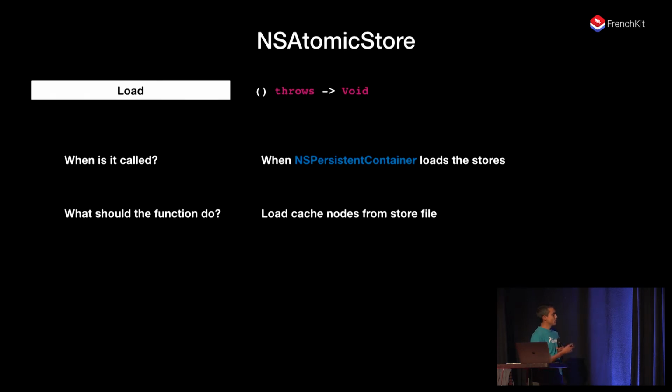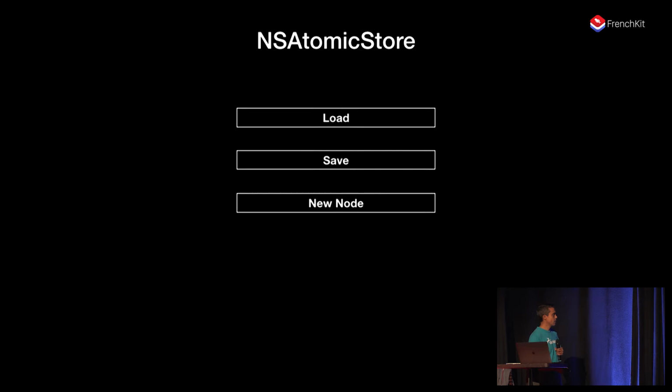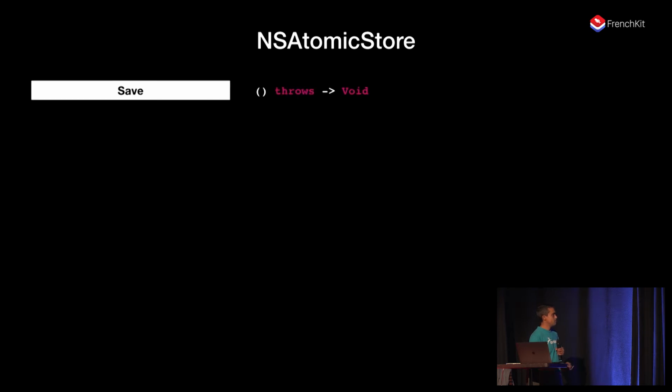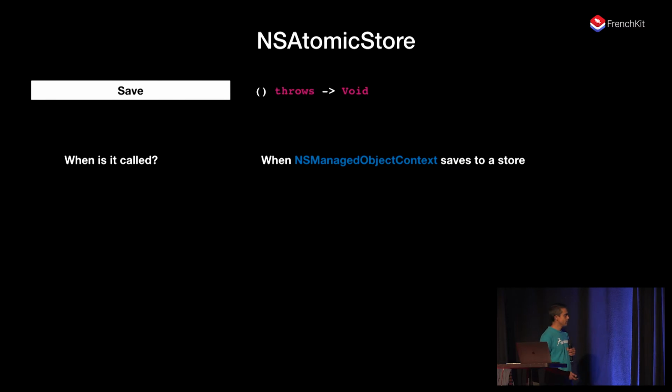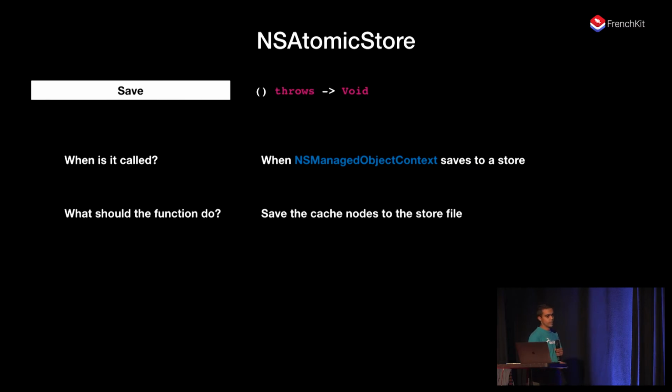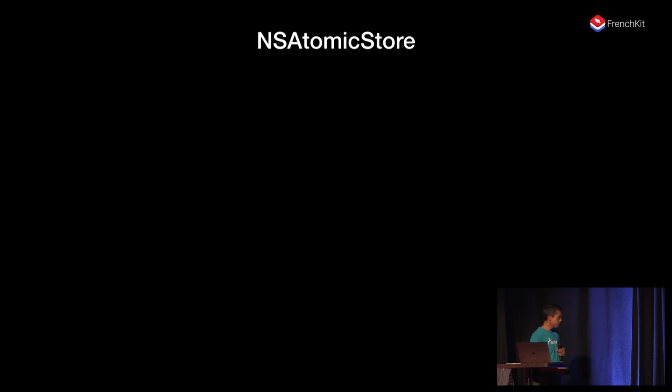And what you should do in this method is simply read your store file and populate the cache nodes. And the cache nodes are just mutable dictionaries representing your records. Save is just the other way around. Again, the signature is pretty empty. But this is called when the context is saved to the store, and you simply serialize and write your cache nodes to your store file.